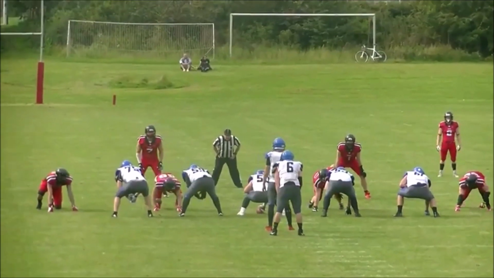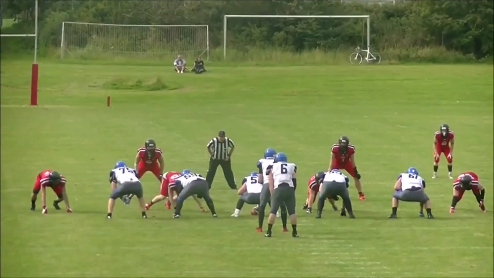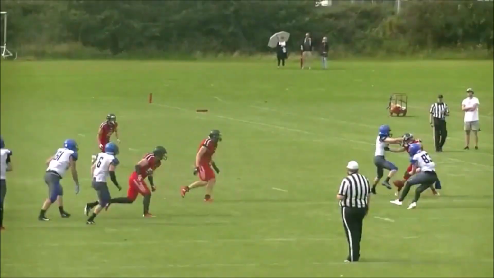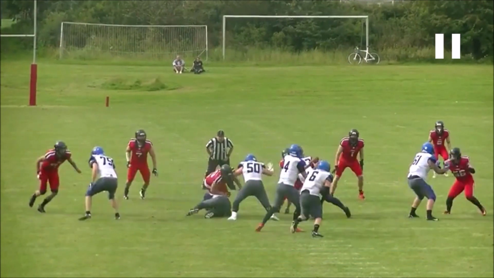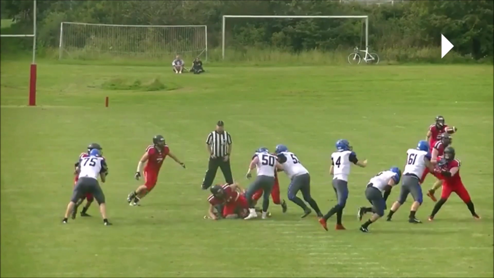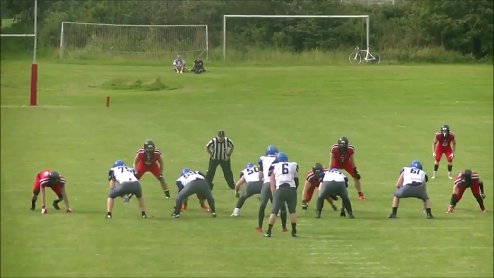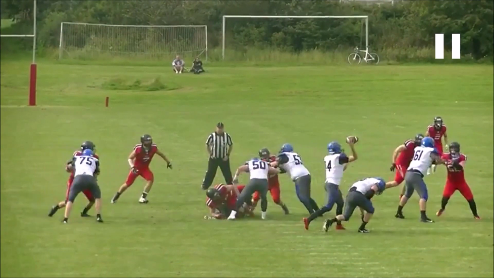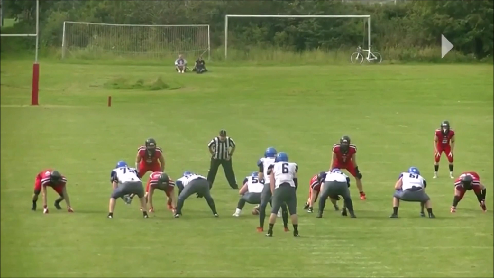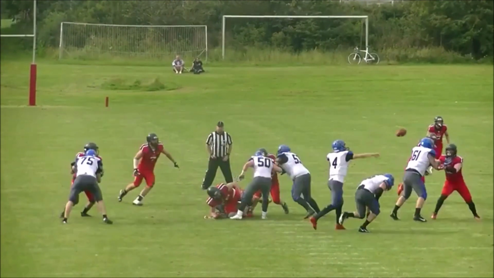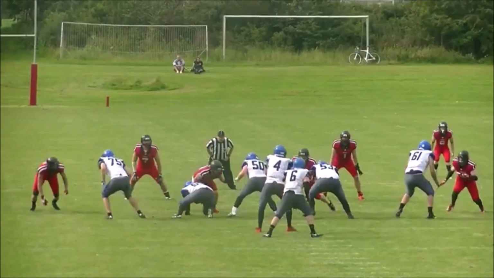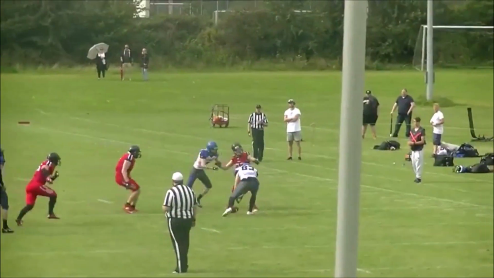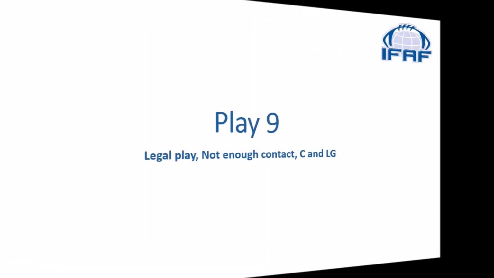In this play, there really just isn't enough high contact by the center. You'll see the left guard makes solid low contact right there legally, and then A50 makes contact high with an arm, but there's really no danger zone here. The high contact, A50 really just absorbs the contact. It's not like he's seeking out contact with the defender, so this is not enough for a chop block.